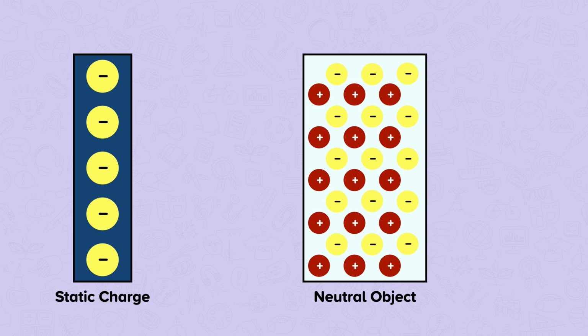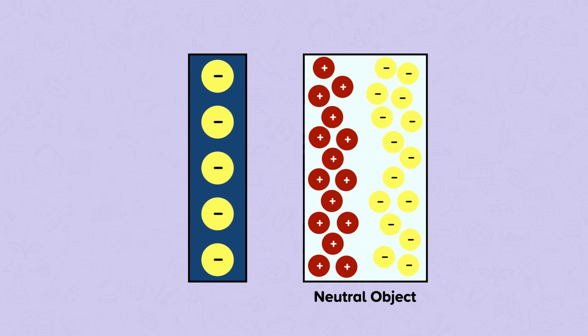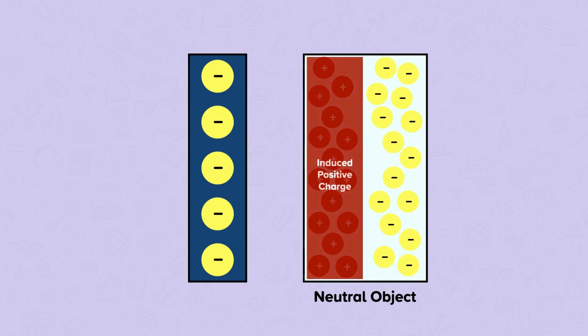So when an object with a static charge is moved close to certain neutral objects, the charge on the neutral object will be redistributed. In this example, the negative charge on the neutral object is repelled, and the positive charge in the neutral object is attracted. The result is that parts of the original neutral object gain an induced charge. The process of a neutral object gaining a charge due to another nearby charged object is called electrostatic induction.